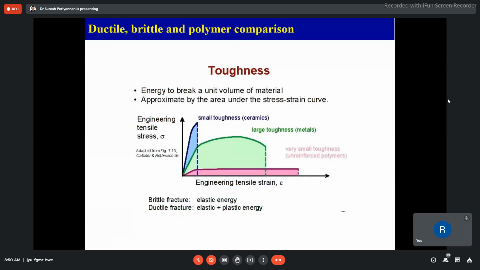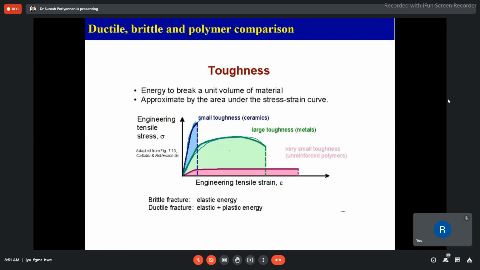This is a stress strain curve for these. The first one is for brittle material. In brittle material, the strain is very less. Coming to ductile material, the strain is high as compared to brittle, but which one has more toughness?